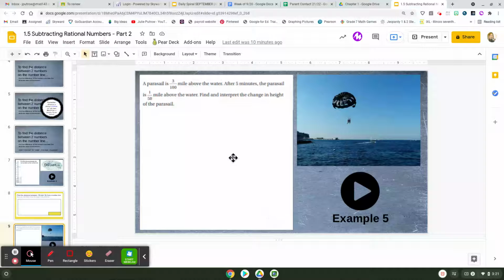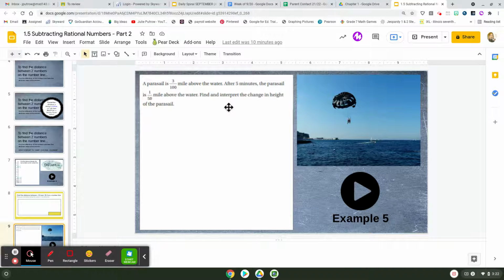All right, for example number 5, we have a picture here of a parasail, and it's telling us that a parasail is 3/100th miles above the water. After 5 minutes, the parasail is 1/50th mile above the water. Find and interpret the change in height of the parasail. So there's actually two things we need to do. First, find it, and then interpret the change in height.